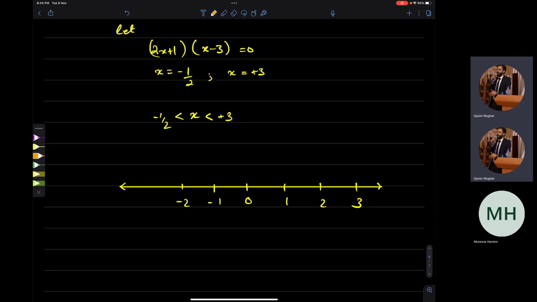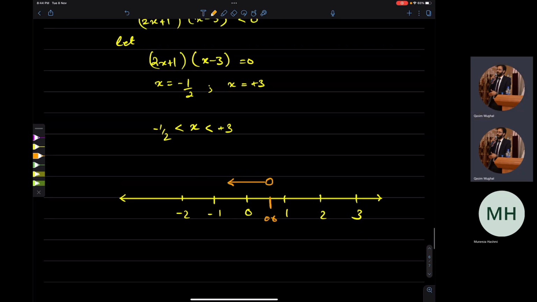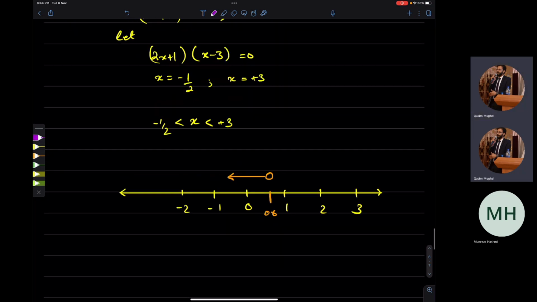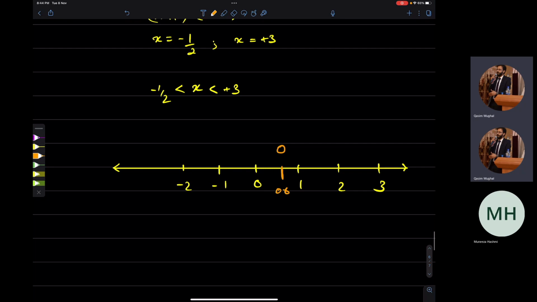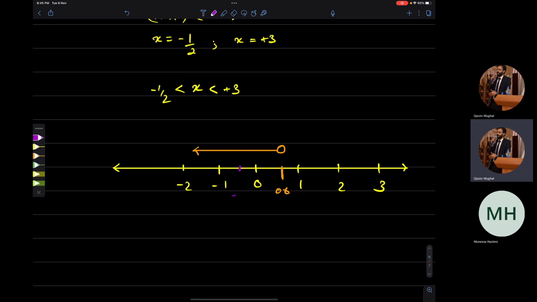Wait a minute, I'm going to do it with the orange for the first part. So let's just say 0.6 is here. So the solution for that one is going to be like this. Okay. Yes. All right. Now the solution for the second one is that x is greater than... wait a minute, let me just draw this clearly. x is greater than negative 1 by 2, which is negative 0.5. So let's just say over here, x is greater than this and less than 3.